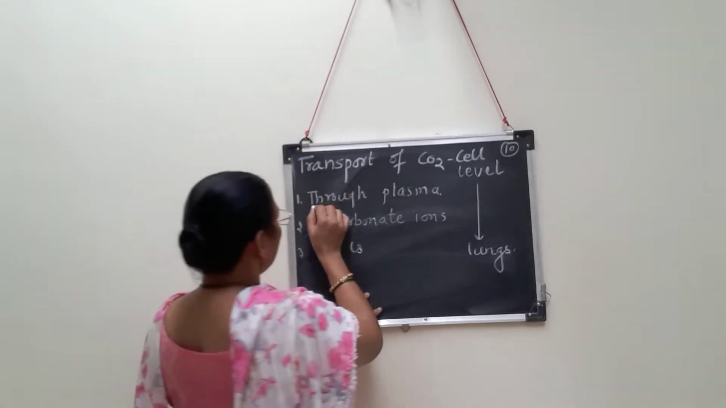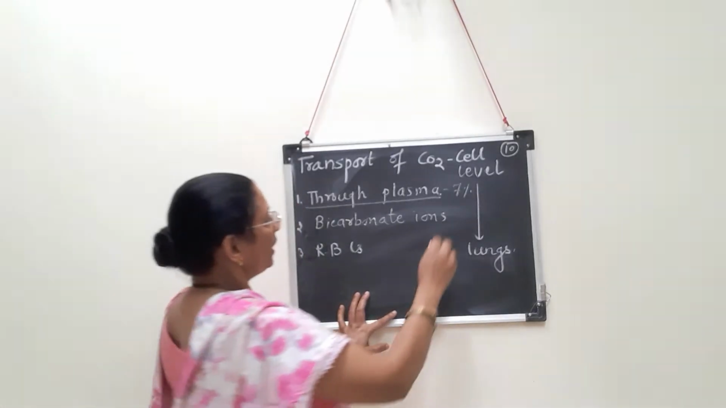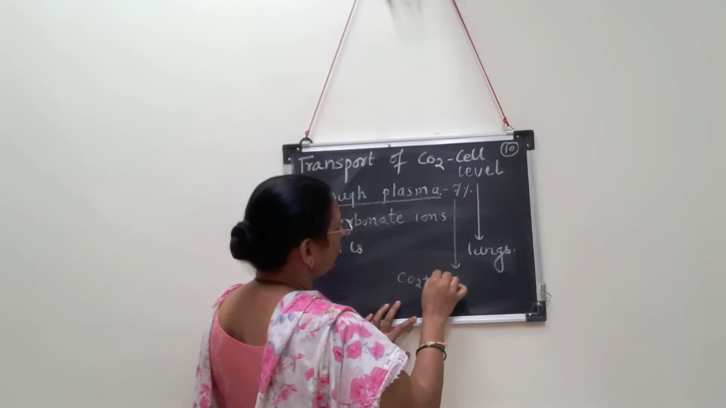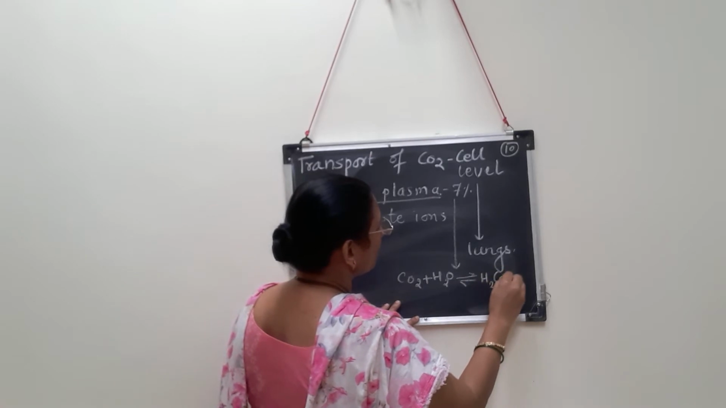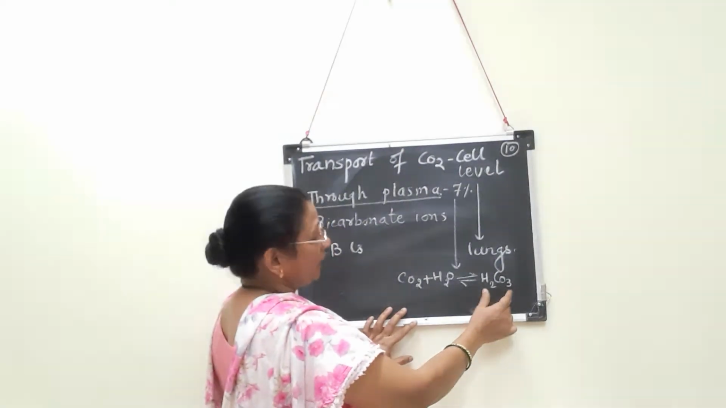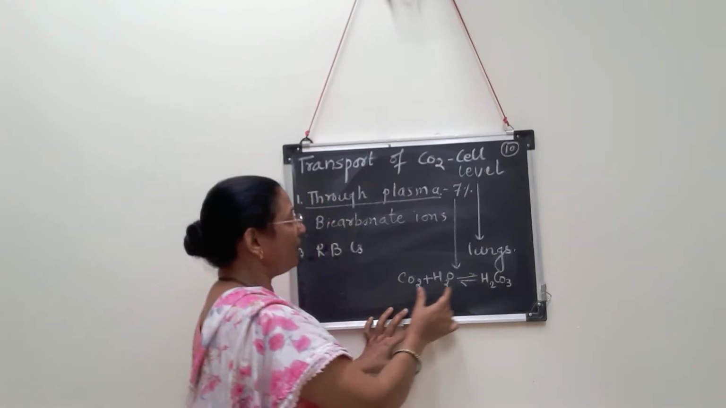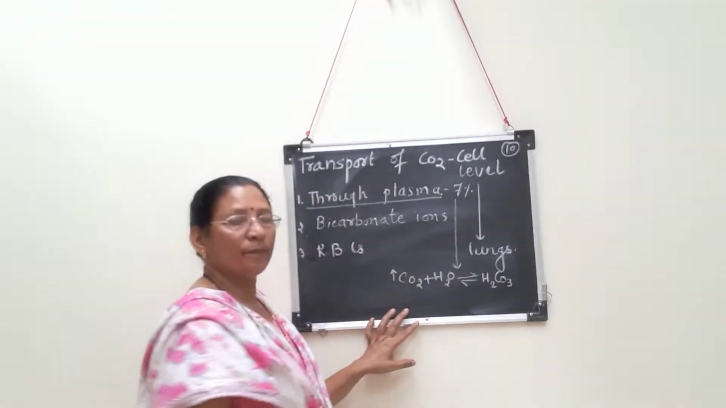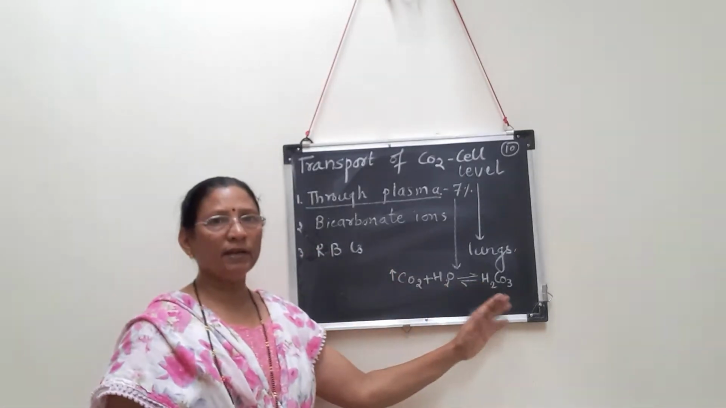First of all, through plasma, only 7% of the carbon dioxide can be carried. In what way? In plasma, which is the liquid part of the blood, this carbon dioxide combines with water. So CO2 plus H2O results in formation of H2CO3, that is carbonic acid. Through plasma it will be carried up to the lung, where H2CO3 dissociates again, resulting in formation of carbon dioxide and water, so that carbon dioxide can be eliminated. This is the first way.